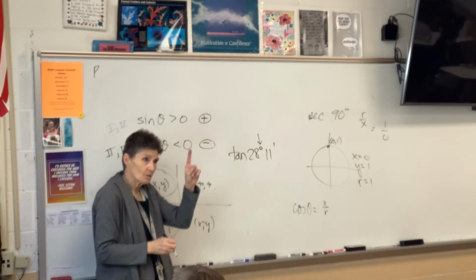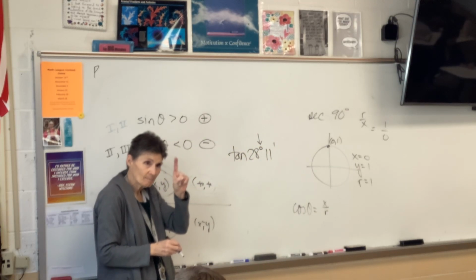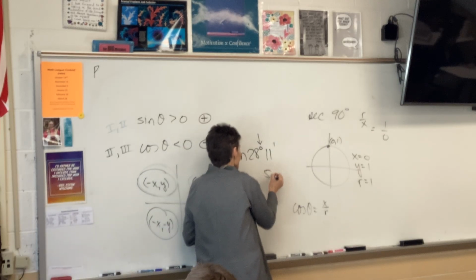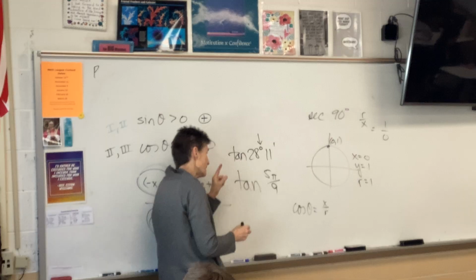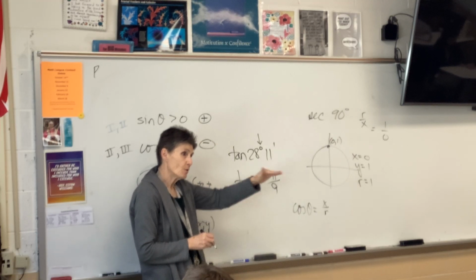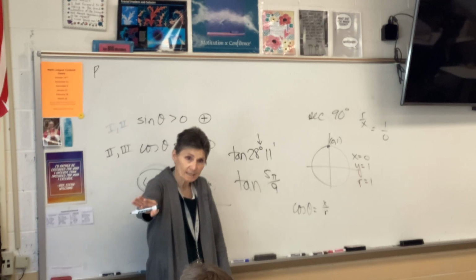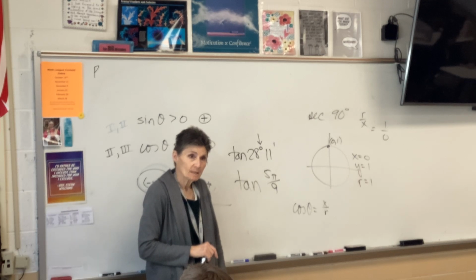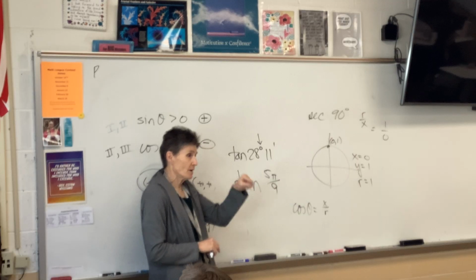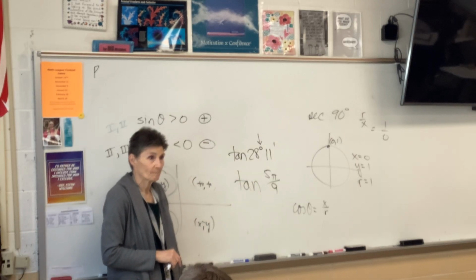That's your clue. Your calculator is in degrees. If it says, what's the tangent of 5 pi over 9, is there a degree mark there? No degree, radians. Okay? If your calculator is supposed to be in degrees, there will be a degree mark.